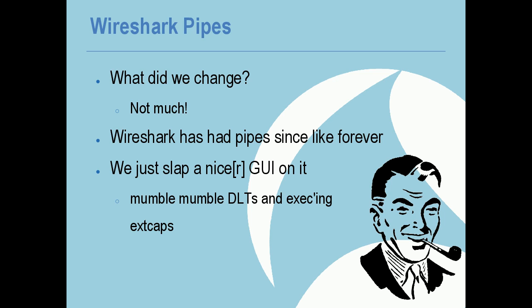So it turns out Wireshark has had pipe support for a really long time. When I was preparing to do this work, I was kind of worried about how much work it was going to be to support pipes, and then I was like, oh hey, actually I don't have to worry at all. We really didn't change very much at all. We more or less slapped a nicer GUI on it. There's a little bit more involved, like getting DLTs from the devices and actually execing the Extcaps when it comes time to capture, but the title of this talk should be how we wrapped pipes in a GUI.